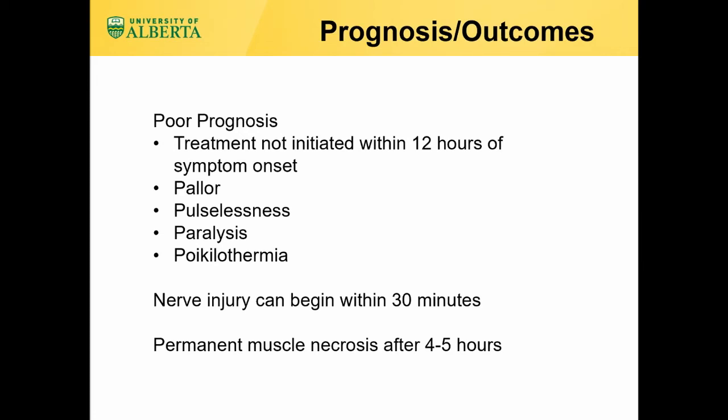Indicators of poor prognosis include treatment initiated greater than 12 hours from symptom onset, and the cardinal signs of pallor, pulselessness, paralysis, and poikilothermia.